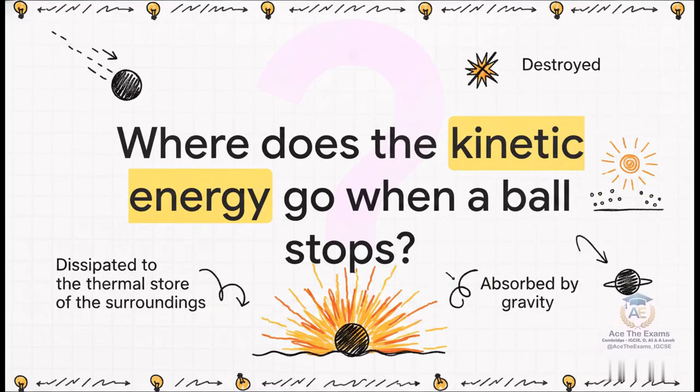Let's say a falling ball hits the ground and stops. Simple, right? But where exactly did its kinetic energy go? Is it A, destroyed, B, dissipated to the thermal store of the surroundings, or C, absorbed by gravity? Take a second and really think about it.